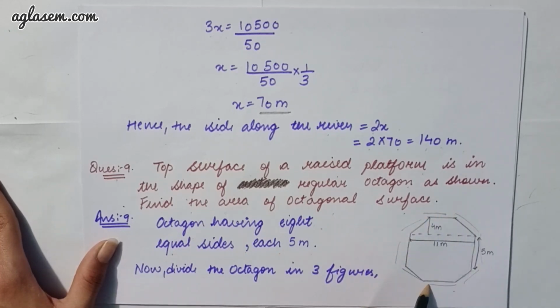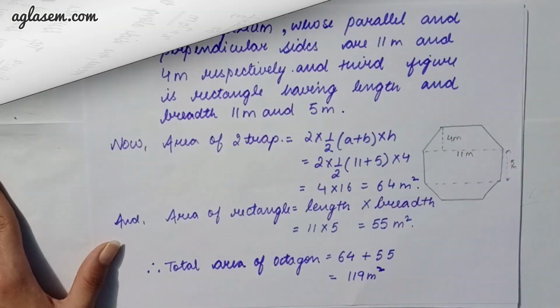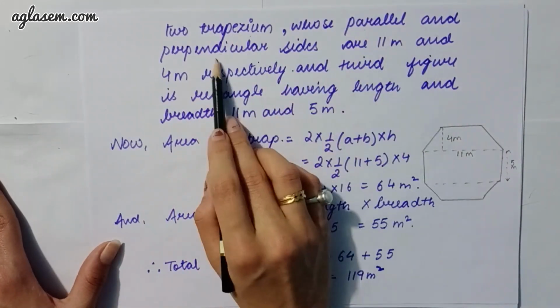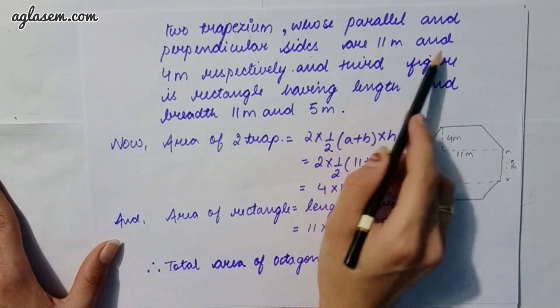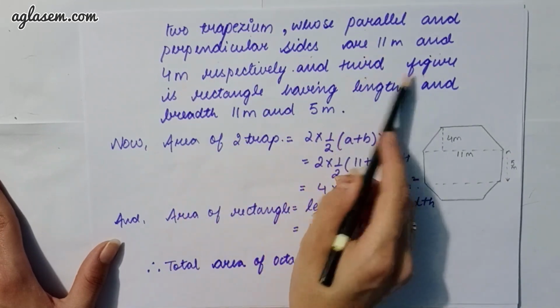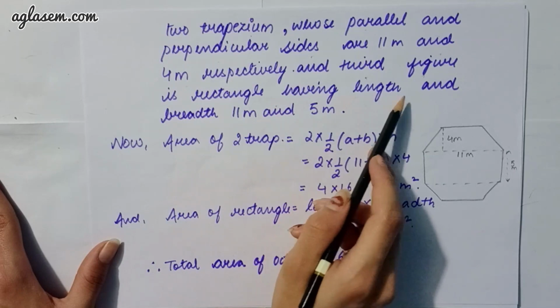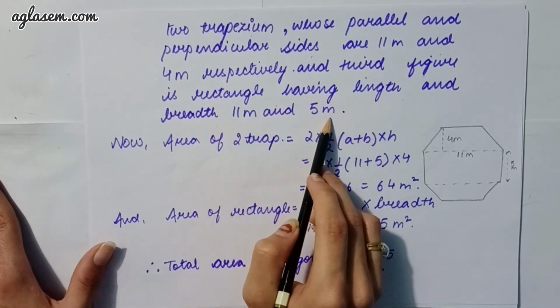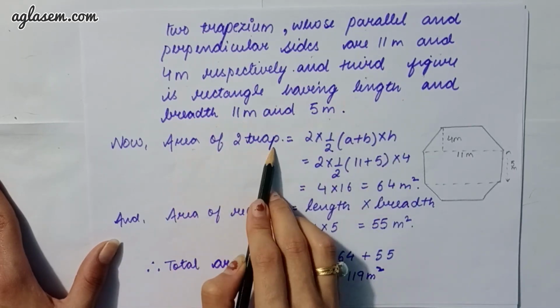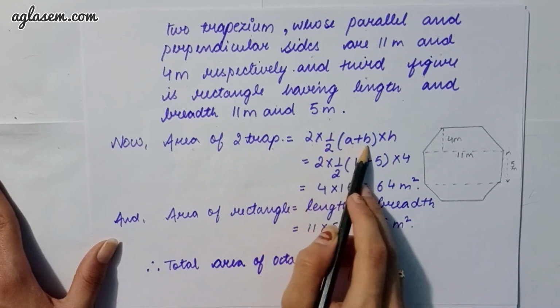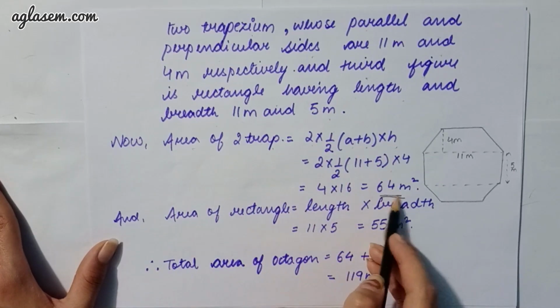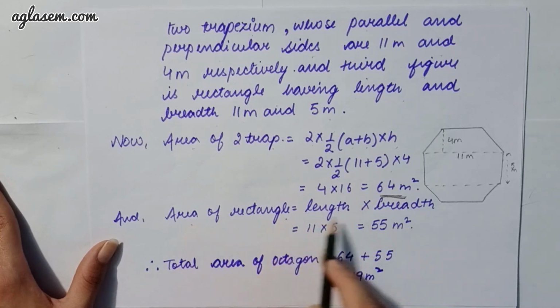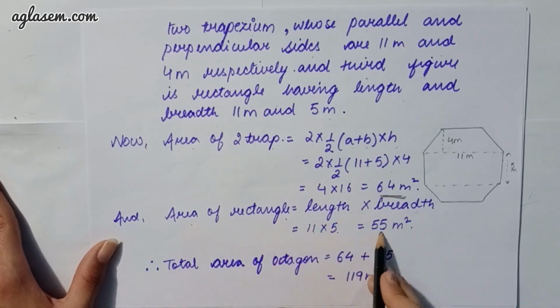Right. So now we have to divide the octagon into 3 figures: 2 trapeziums whose parallel sides and perpendicular distance are 11 meter and 4 meter, and the third figure is a rectangle having length and breadth 11 meter and 5 meter. It's very easy and simple. The area of 2 trapeziums will be 2 into 1/2 (a plus b) into h. By putting in the values, we will get 64 meter square. Now the area of the rectangle is l into b, that is 11 into 5. We will get 55 meter square. So the total area of the octagon will be 64 plus 55, that is 119 meters square.